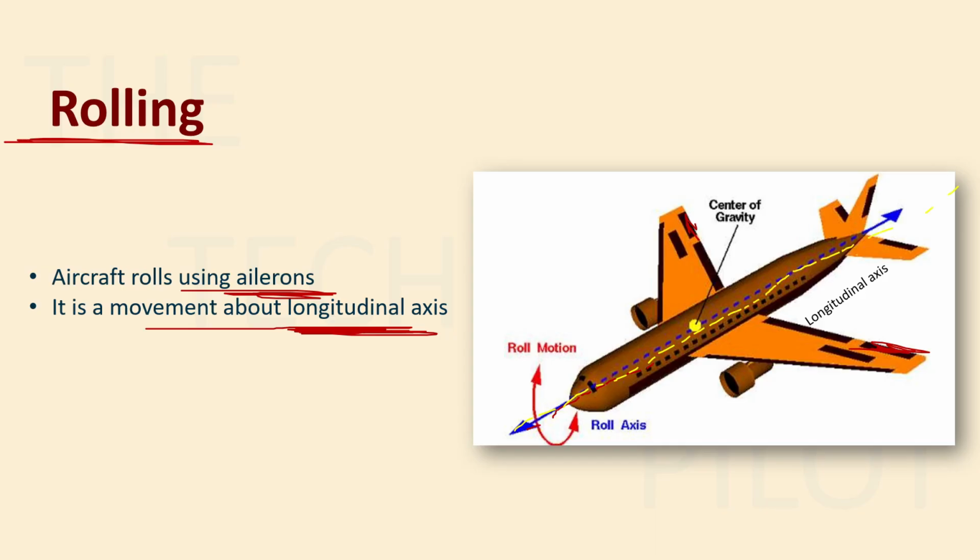And again, if you want to imagine it, you can just imagine it as like you're holding something from this point and holding one more from here, and then you are rolling it, right? Then you'll see that the aircraft is rolling, right? So rolling is done using ailerons and it is in the longitudinal axis, again, very important.